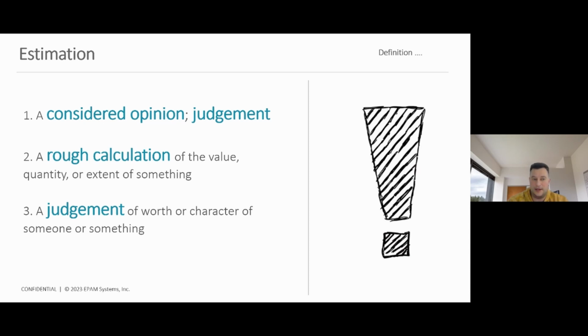The first one is about estimation as a considered opinion or judgment. As you can see, the keywords are considered opinion or judgment. Judgment is always a subjective thing.